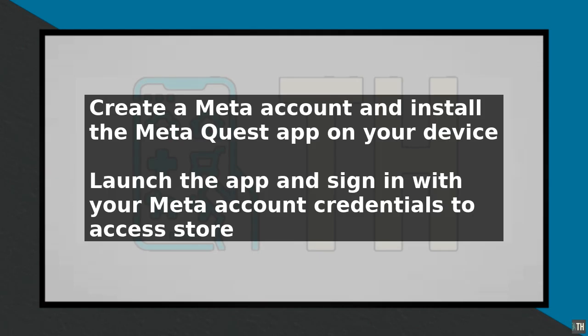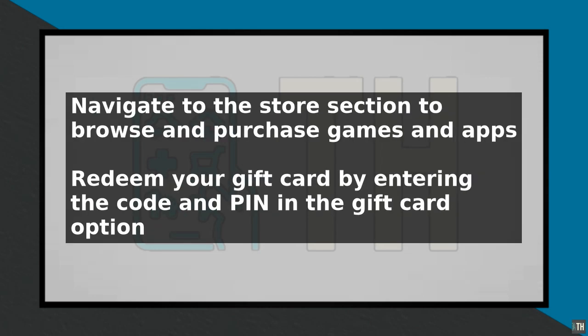Once you are signed in, navigate to the Store section of the app, where you can browse and purchase games and apps for your Meta Quest headset. To redeem your gift card, click on the menu icon and select the gift card option. Enter the gift card code and the PIN, if required, and click Redeem. The gift card balance will be added to your Meta account, and you can use it to purchase games, apps, and other content from the Meta Quest store.